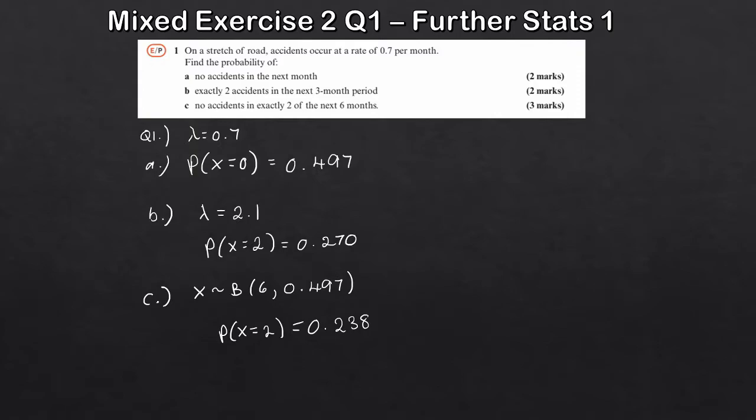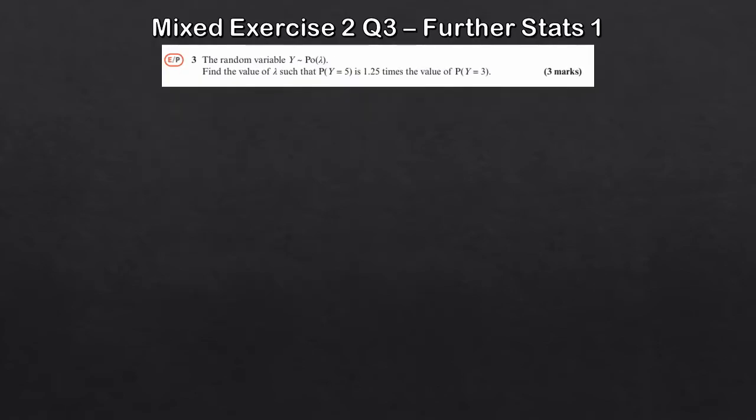So let's move on to the next one. The next one again is from mixed exercise 2 as well. This is question 3 though. We've got a random variable y, which is modelled with a Poisson distribution, and I've got this mean of lambda here. It says find the value of lambda such that the probability that y equals 5 is 1.25 times the value of the probability that y equals 3.